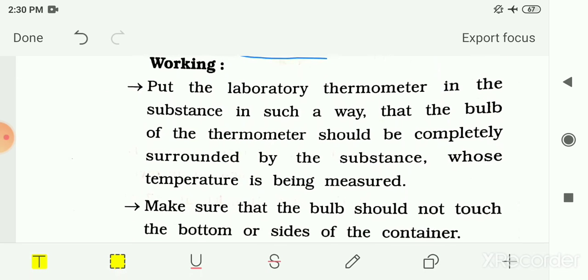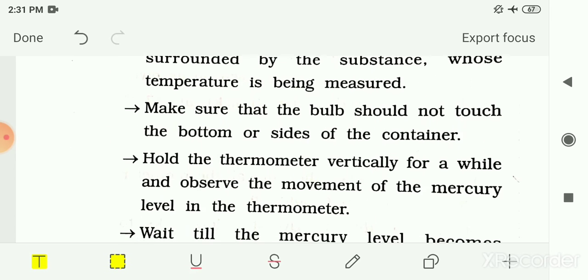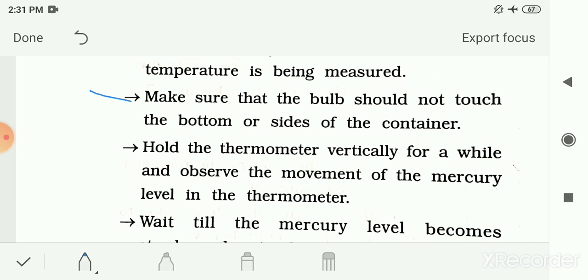To measure the temperature with this kind of thermometer, you have to put the laboratory thermometer in the substance in such a way that the bulb of the thermometer is completely surrounded by the substance whose temperature is being measured. Now let's suppose we want to measure the temperature of hot water. Then we have to put the thermometer in such a way that the bulb gets surrounded by the water whose temperature we want to measure. Then you have to make sure that the bulb does not touch the bottom or sides of the container.